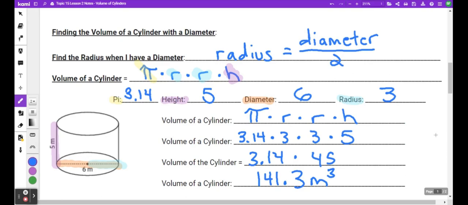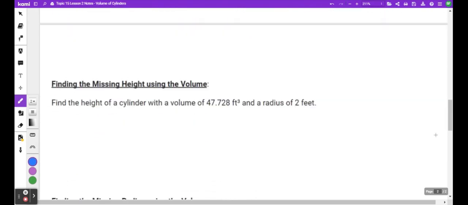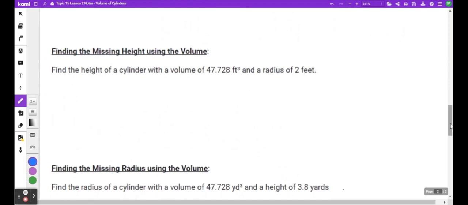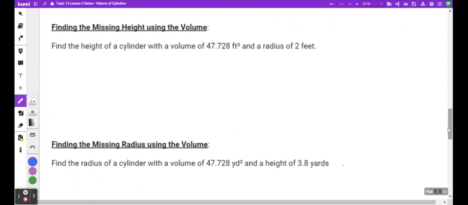Go ahead and look at working backwards. In these situations, I'm going to give you the volume, and I'm going to ask you to find the radius or the height. So very similar to some things we've done before. I'm going to use the same formula that we used above. So we're going to use volume equals pi times r times r times h. And we are still going to substitute in the numbers for the variables that we know.